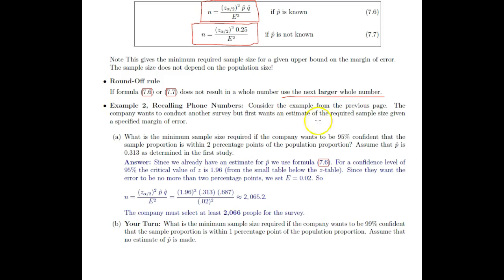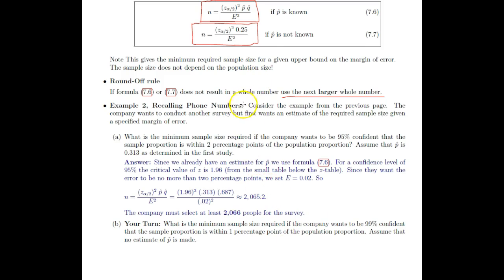Consider the example from the previous page about the phone numbers. The company wants to conduct another survey, but first wants an estimate of the required sample size given a specified margin of error. So what is the minimum sample size required if the company wants to be 95% confident that the sample proportion is within 2 percentage points of the population proportion? And assume that p hat is 0.313 as determined in the first study. So now we have some kind of estimate here that we can work with.